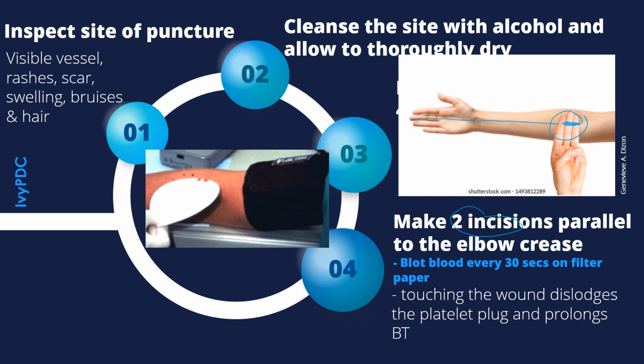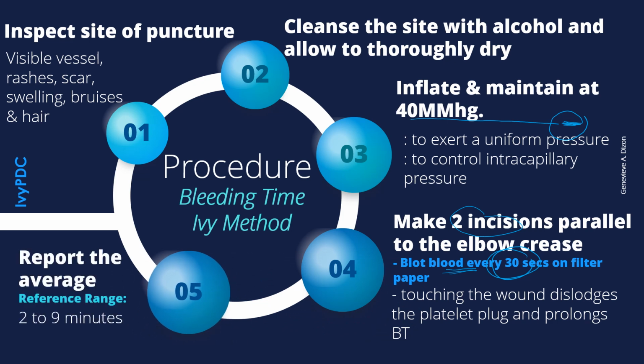After that, you have to blot the blood every 30 seconds on a filter paper. Make sure that the wound itself is not touched because this can dislodge the platelet plug. The test is completed when blood ceases to stain the filter paper. Afterwards, we have to report the average from the 2 incisions. The reference range is 2 to 9 minutes. To know the bleeding time, you can count the number of drops on the filter paper and calculate for the time. Make sure to write the bleeding time on the filter paper.